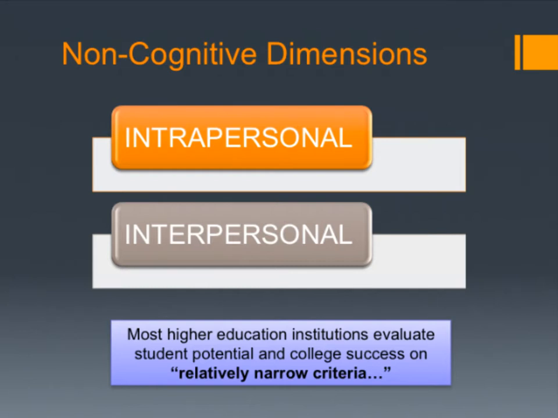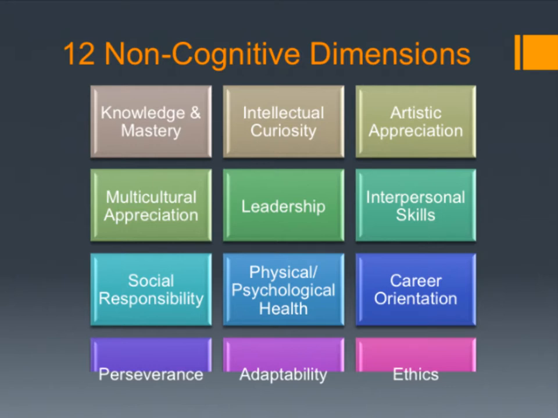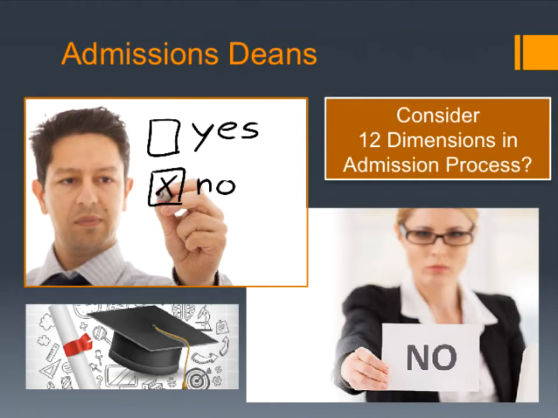And after several years of studying the validity of these dimensions as indicators of college success, they went back to the admissions deans from these 35 colleges and said, would you consider using these 12 dimensions in the admissions process? And each and every admissions dean said no.